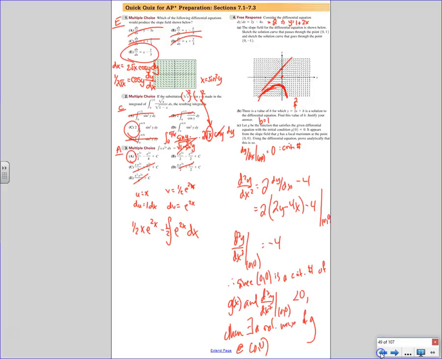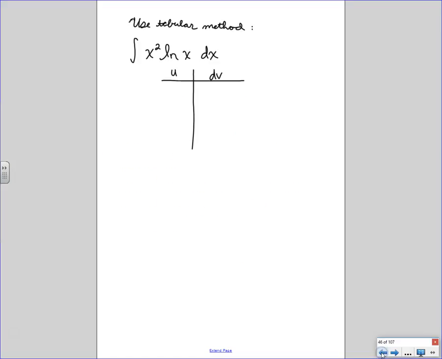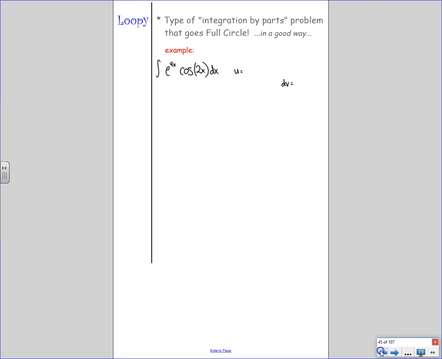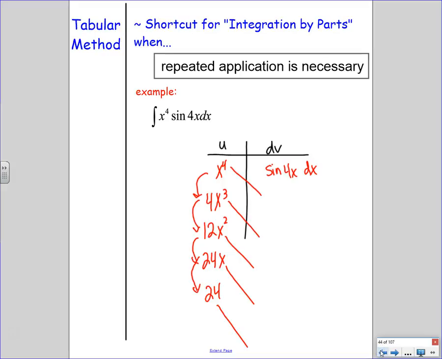Okay, with that, let's go ahead and open up in our notes. I want us to finish these last 2 examples that we kind of started yesterday. This is the first one.